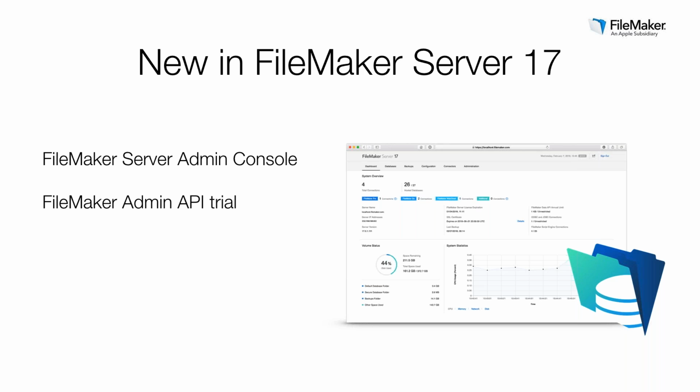In addition, new in FileMaker Server 17 is the FileMaker Admin API. You can use this REST API to give you more flexibility in managing and administrating FileMaker Server. This API has been designed and introduced as a trial so that we can gather more customer feedback for possible future improvements, not unlike what we did with the FileMaker Data API in 16, which has come out of trial here in FileMaker 17. Moving forward, we plan to continue investing in the FileMaker Admin API.